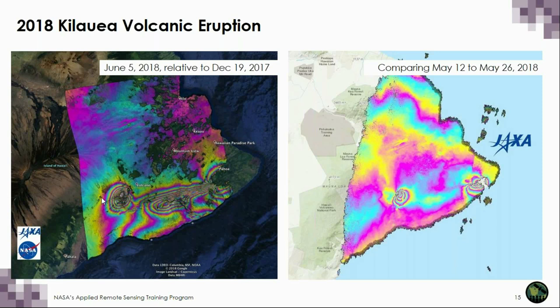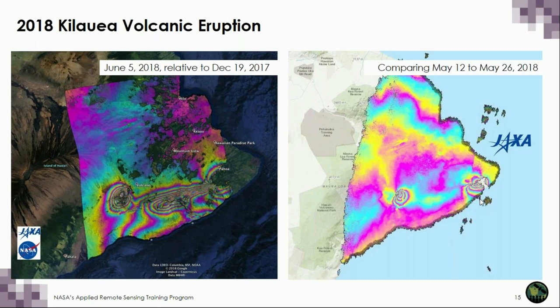And on the right here, we show an interferogram over a much shorter time interval. This is only 14 days during May. During this time interval, we can see a more separated pattern with a bullseye around the Kilauea caldera, where the magma was being taken out and the ground surface moving down. And over on the right is the lower east rift zone around Leilani Estates, where the magma has moved into the area and is forcing the ground up and apart and causing lava flows at the surface.